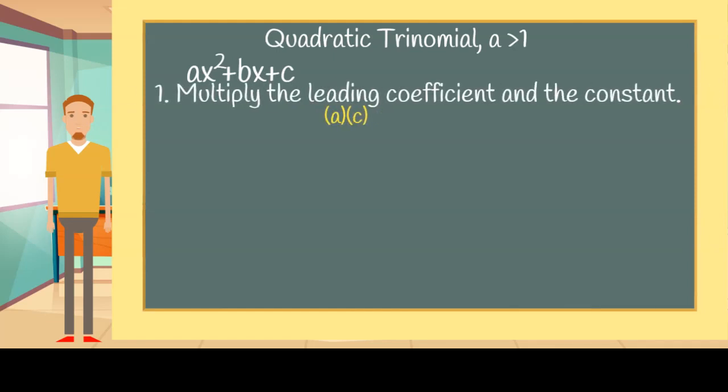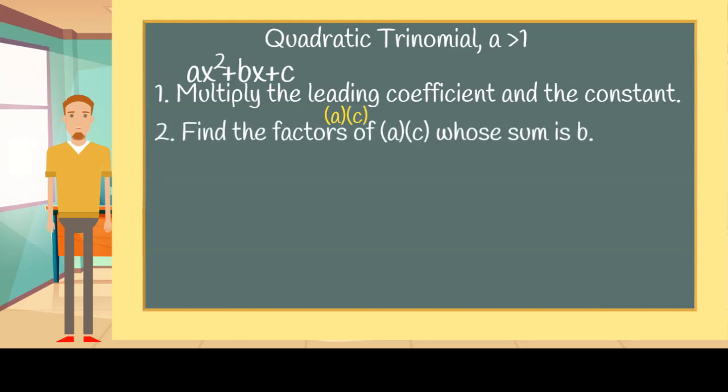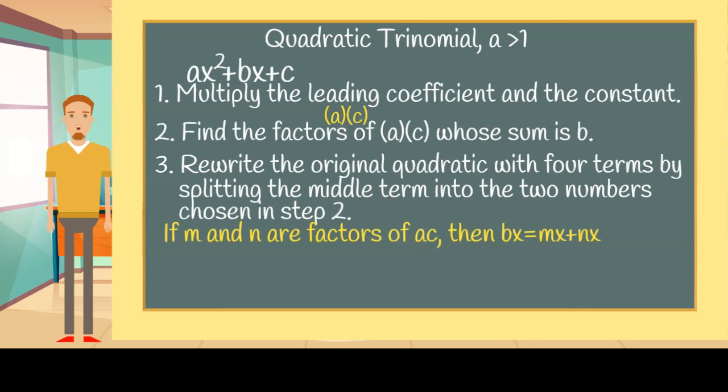1. Multiply the leading coefficient and the constant. That is, multiply the first and last numbers together. In other words, find the product of a and c. 2. Find the factors of ac whose sum is b. 3. Rewrite the original quadratic with 4 terms, by splitting the middle term into the 2 numbers chosen in step 2. 4. And lastly, factor it by grouping.